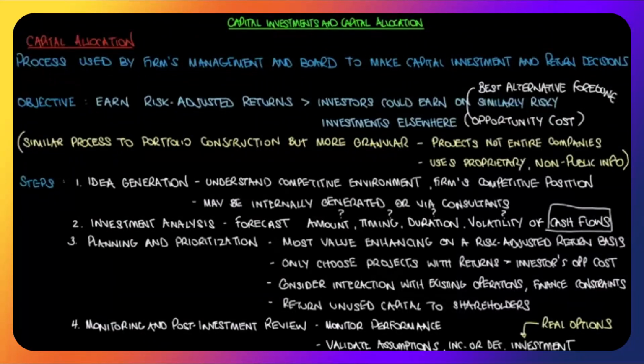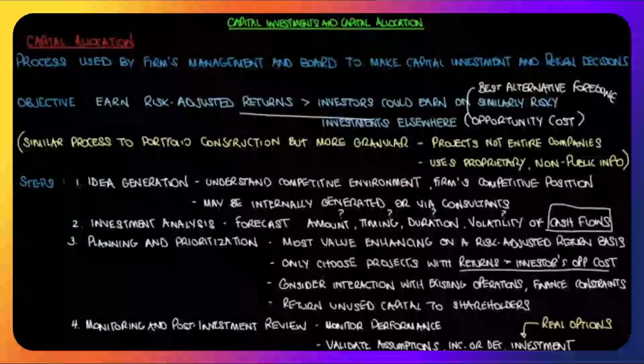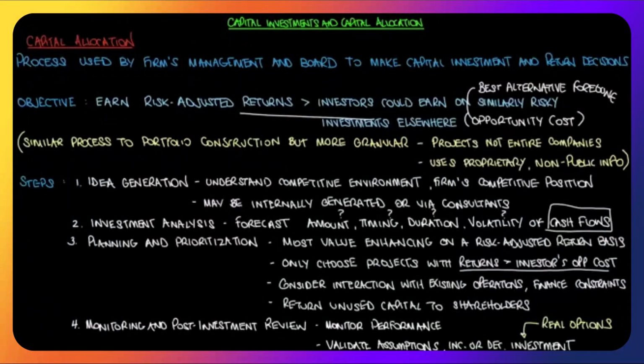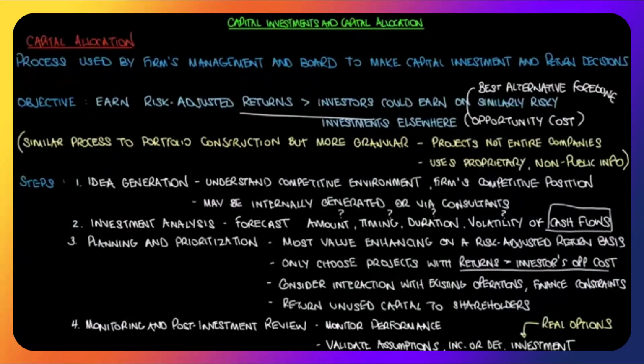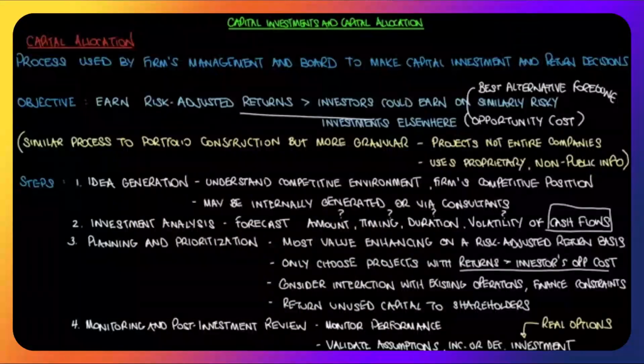3, plan and prioritize. Which projects give you the most value on a risk-adjusted return basis? Which are most value enhancing? Only choose projects that give you a return greater than the investor's opportunity cost. Remember, that's what we said our objective was. If you can do that, you are adding wealth. Consider the interaction with existing operations. It's all very well introducing a new product, a new location. Is it going to cannibalize others?